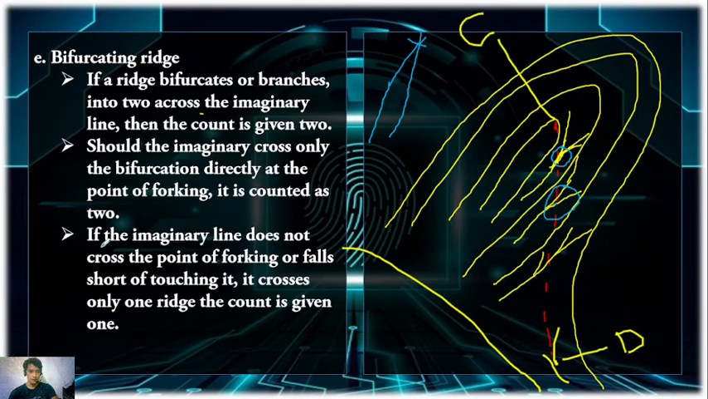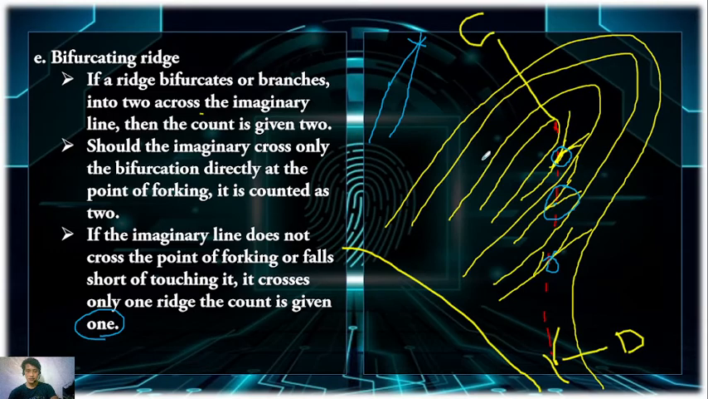And sabi naman dito sa rule, paragraph 3 ng letter E, if the imaginary line does not cross the point of forking or falls short of touching it, it crosses only one ridge. The ridge count is given only 1. So paano naman kapag it only touches single? Dito hindi niya na-touch yung isang branch, diba? Ito lang yung na-touch niya na branch. So with that, ang count nun is hindi dalawa but it is only given as 1 count.